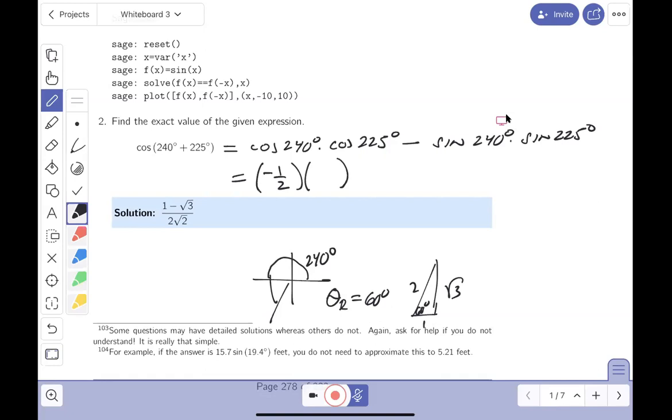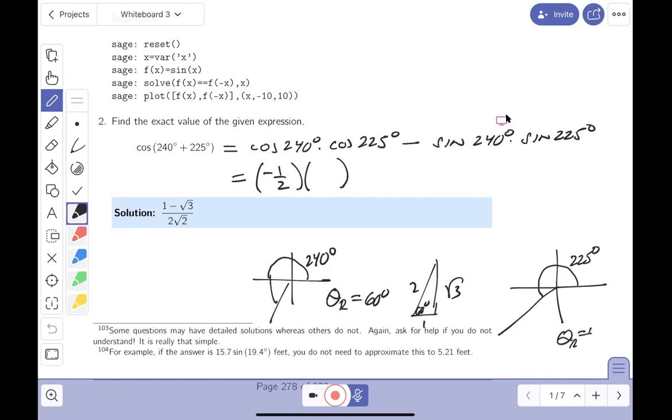All right, I got to do the 225 now. And where's that going to be? Well, that's going to be what? Over here, 225 degrees. What's the reference for this one over here? 45 degrees. Well, I know that one pretty well. That's minus 1/√2.